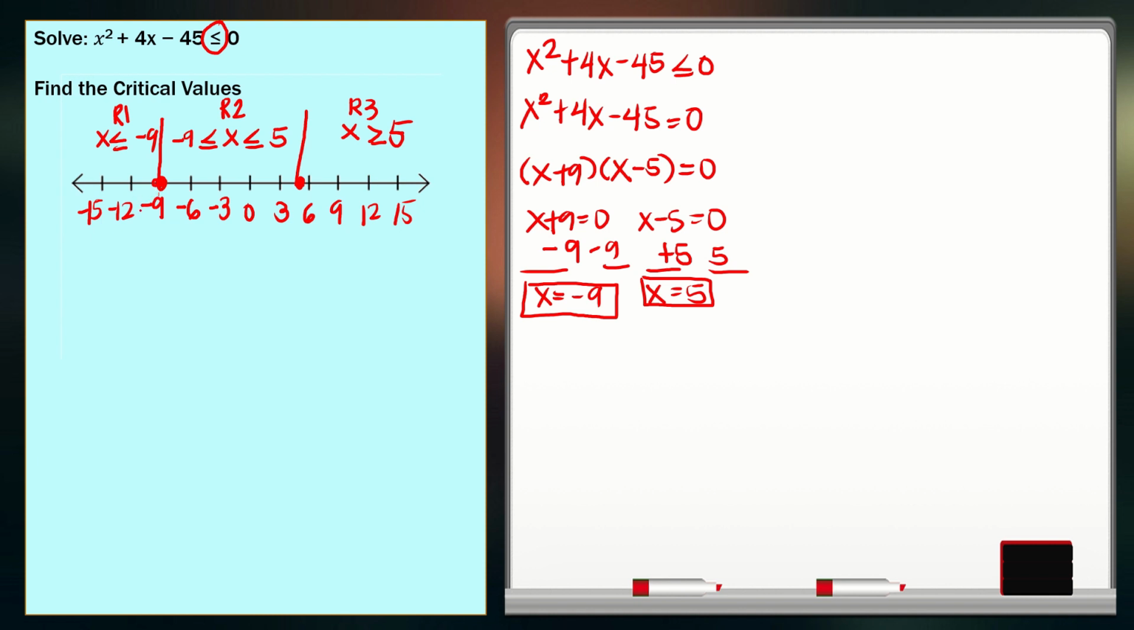So let's say we're going to get negative 10 as our test point. So x is equal to negative 10. From our factors here, we have x plus 9 multiplied to x minus 5 is less than or equal to 0.